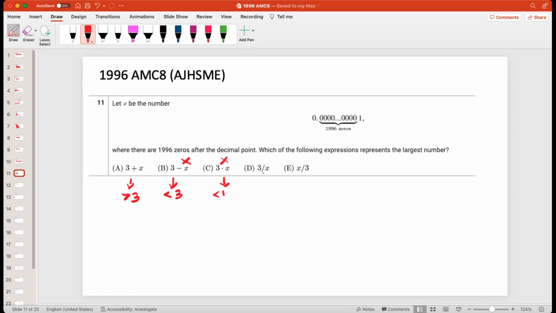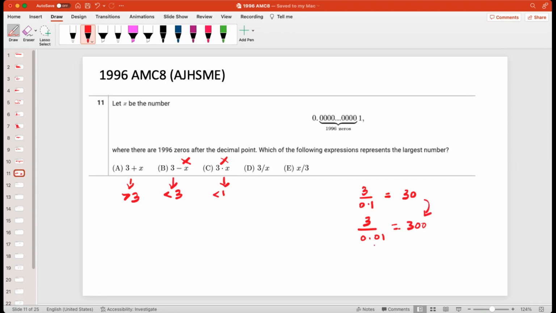Now coming to this 3 by x. Now this is a little tricky. x is 0.00001. So what happens if we divide 3 by that number? Let's see. If I divide 3 by 0.1, what's the answer? 30. Correct? I'm just going to multiply both by 10. So I get 30. Now if I divide 3 by 0.01, what's my answer? This is going to be 300. Correct? So you see the increase here.